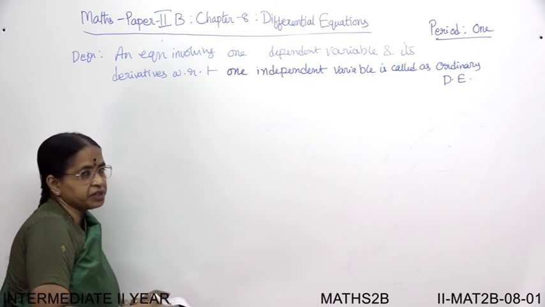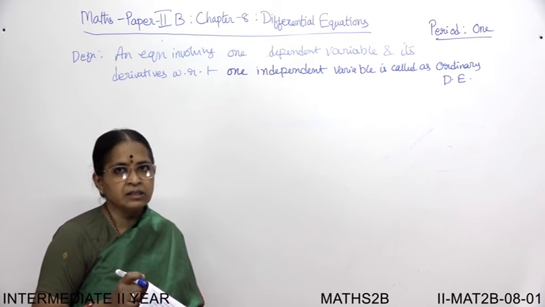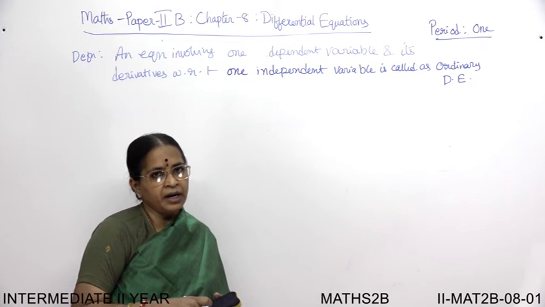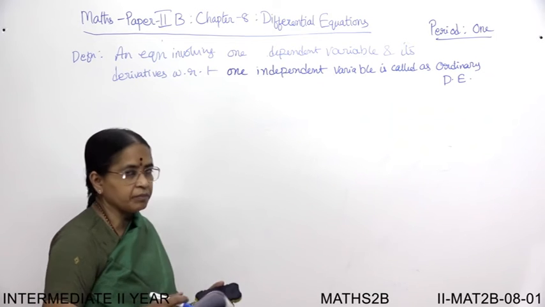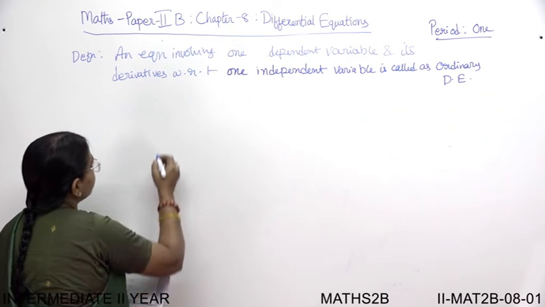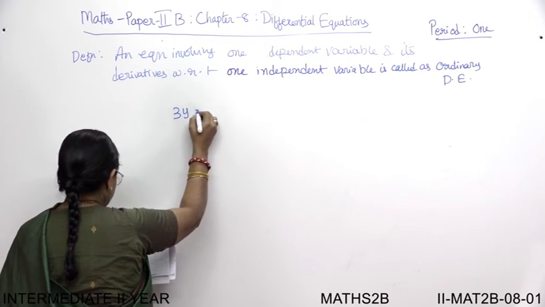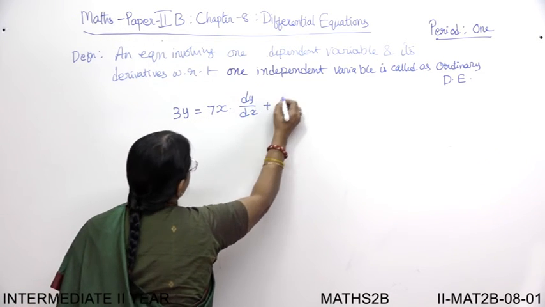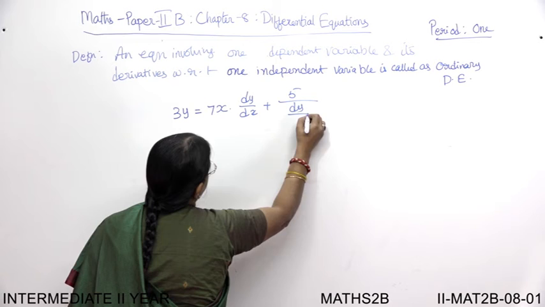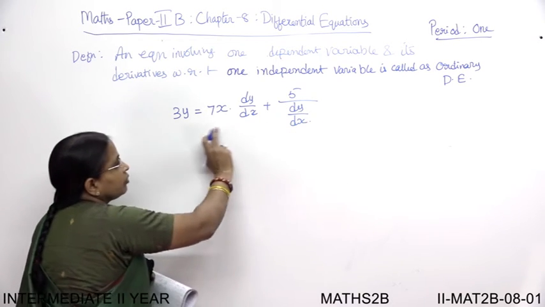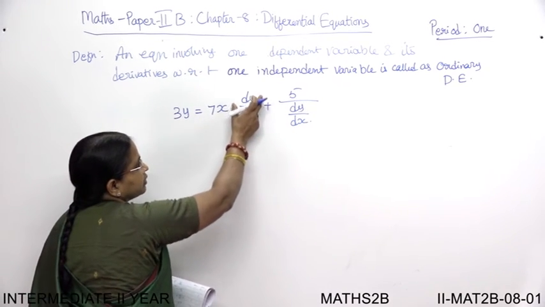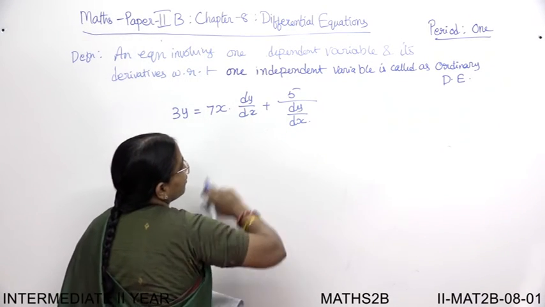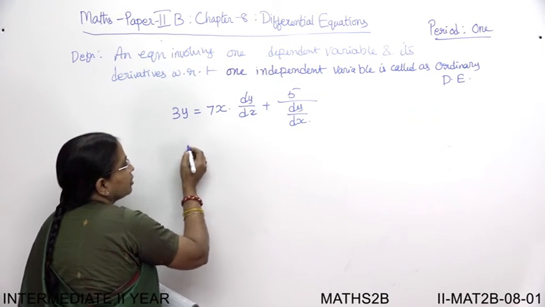Okay, now I'll write some differential equations. First we'll discuss the order and degree. We'll take one example and then I'll give you the definition. Suppose I have 3y is equal to 7x into dy by dx plus 5 by dy by dx. To find the order, observe dy by dx. In the equation, the highest order derivative is dy by dx, so the order is 1.